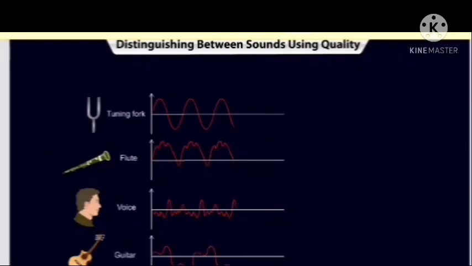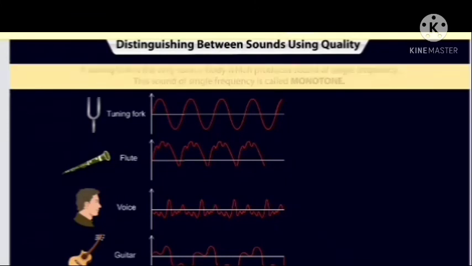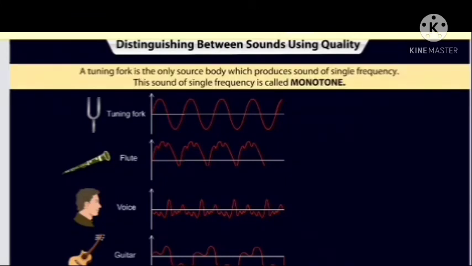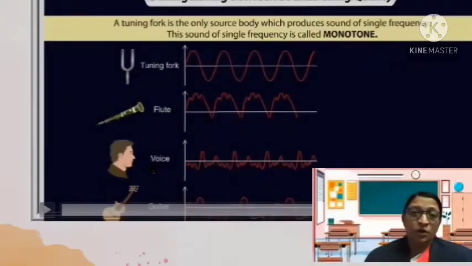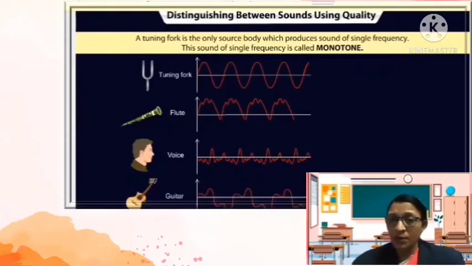The same concept is applicable when we distinguish between the sound played on a flute and a guitar. The guitar has more notes while the flute has fewer notes. As shown here, the difference in the waveforms of tuning fork, flute, guitar and human voice helps you distinguish between these sounds. Note that a tuning fork is the only source body which produces sound of a single frequency. This sound of single frequency is called monotone. A tuning fork is the only sound producing object which produces the single frequency sound.